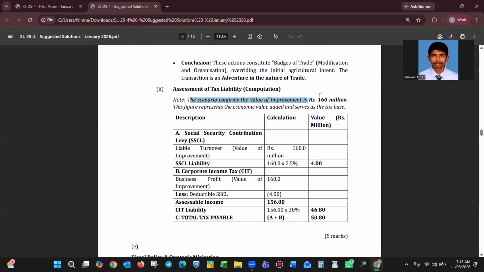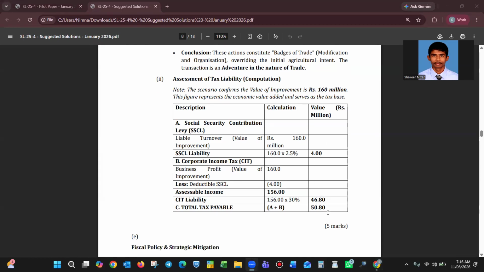Note the scenario confirms the value of improvement is 160. This figure represents the economic value added, which is the liable turnover because this is a service. 160 into 2.5% is the SSCL. For CIT, the business profit is 160; deduct the SSCL, so the assessable income is 156, and CIT is 156 into 30%, which is 46.8. So 46.8 plus 4 for SSCL gives 50.8.